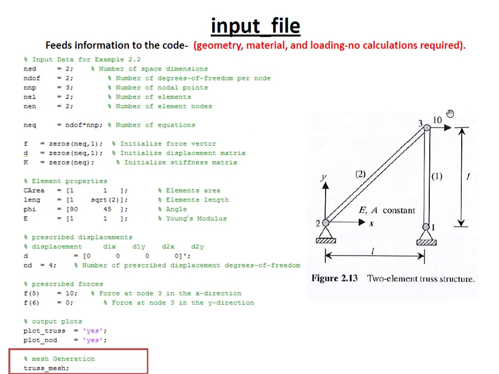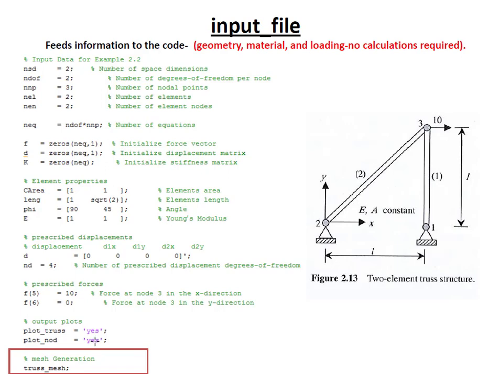In this case, we have an external force on the third node. The degrees of freedom corresponding to that node are 5 and 6. 5 would contain the information of a force in the horizontal direction, and 6 will contain the information of a force in the vertical direction. In this case, we only have a force in the horizontal direction, and we'll write that F of 5 equals 10, while F of 6 equals 0.